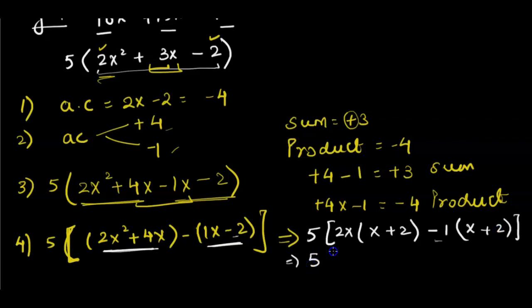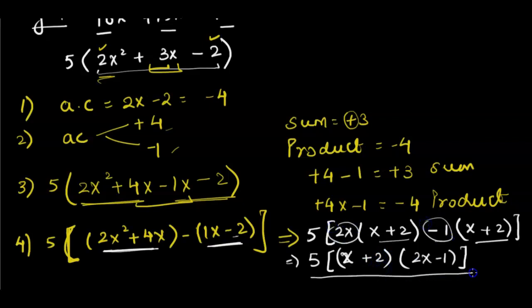Now how we write the final answer is, we have x plus 2 common in both of these terms, and from here we have 2x minus 1. And this is our final answer in this type of a question.